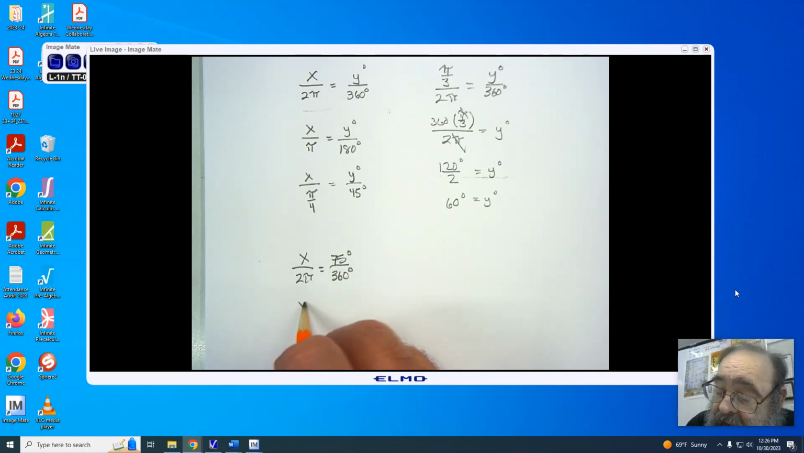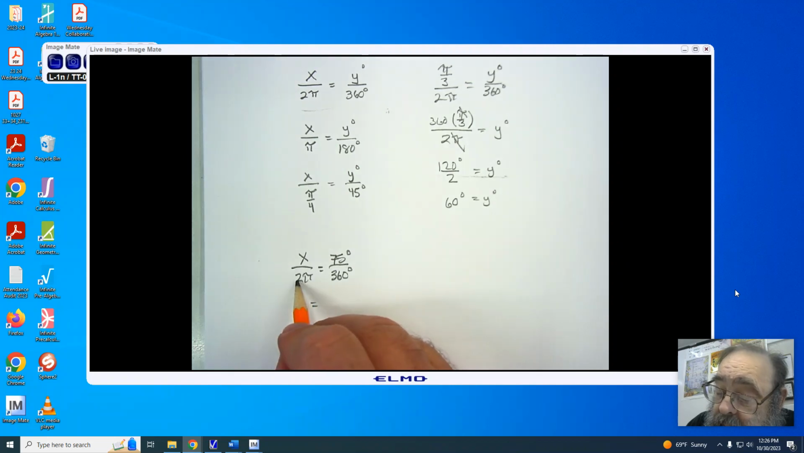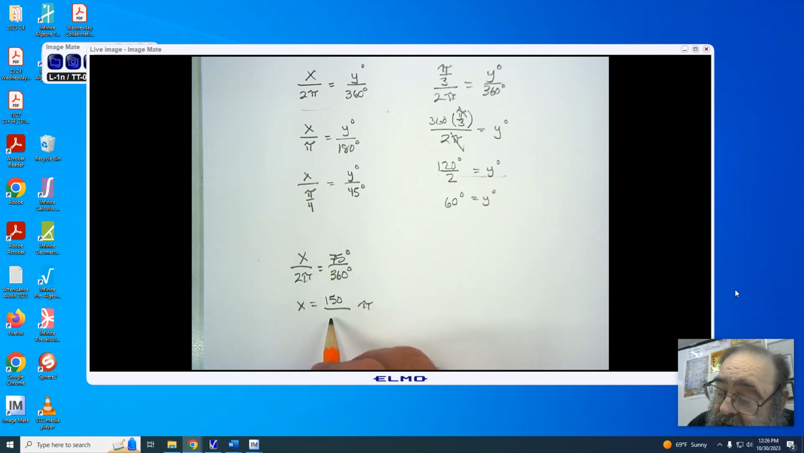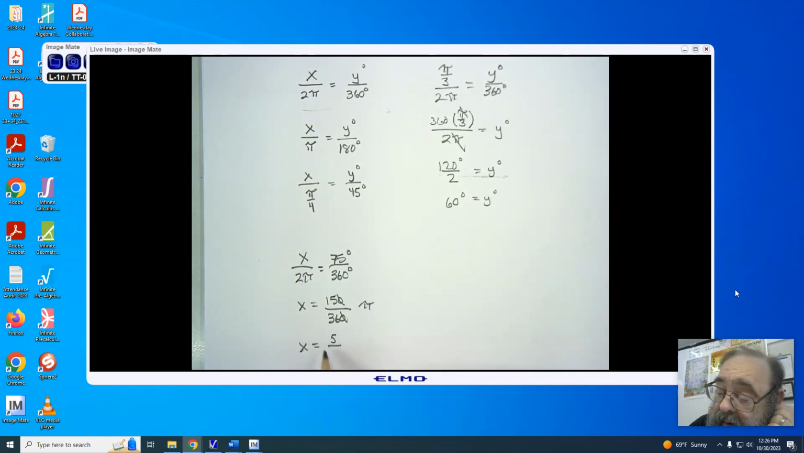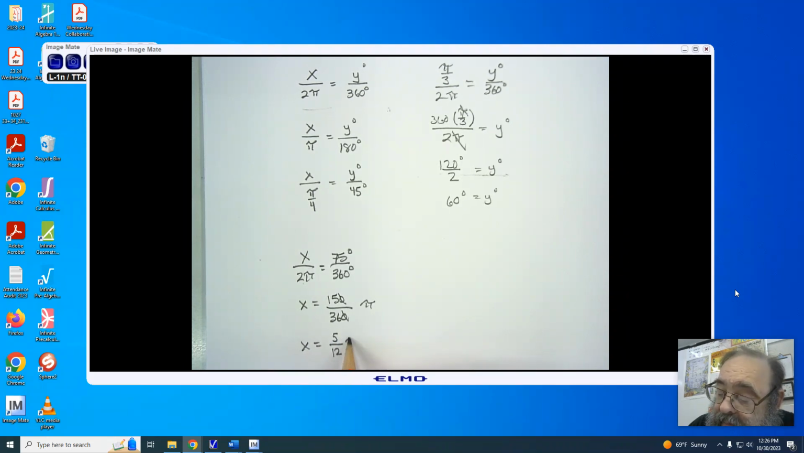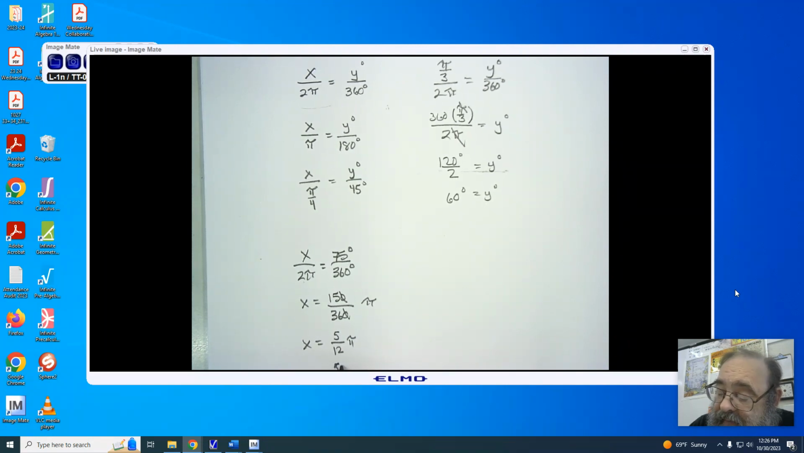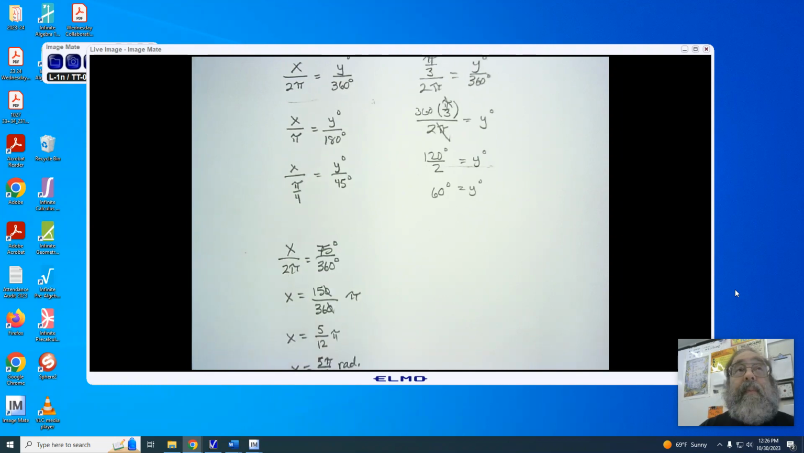So I'm looking at x is equal to 2 pi, so we're going to have it in terms of pi. We're going to have 150, 2 times 75, divided by 360, and then we reduce. So we can get rid of those and divide. We get 5, and this is going to divide by 3, and we get 12ths pi. My answer is x equals 5 pi over 12 radians.